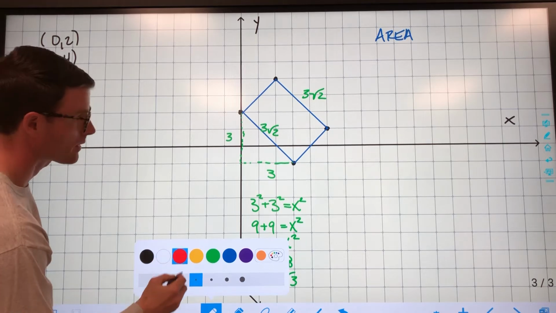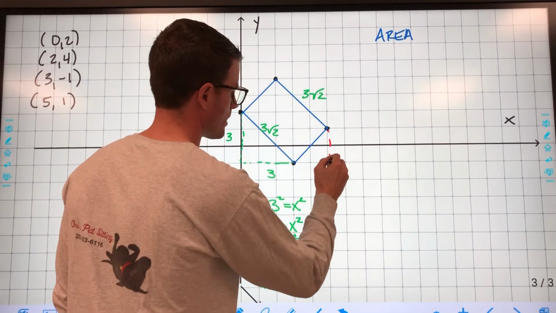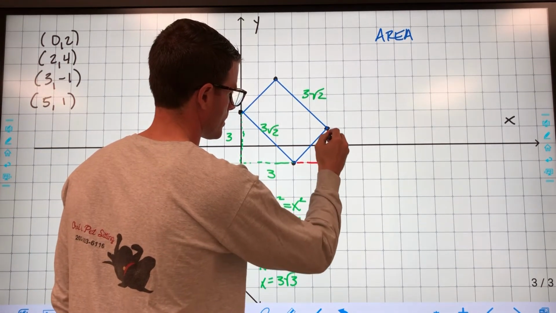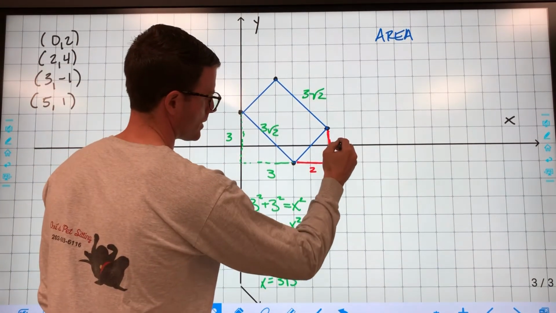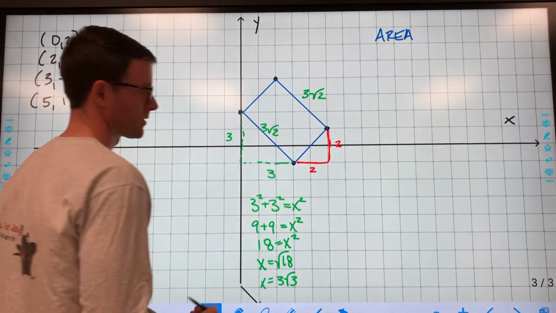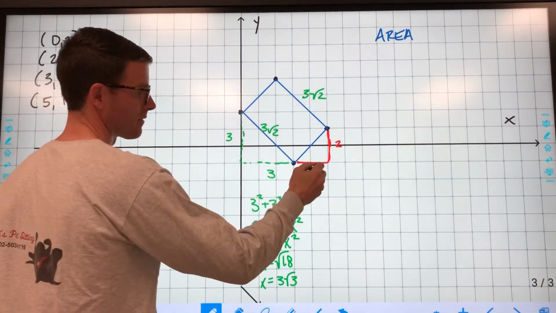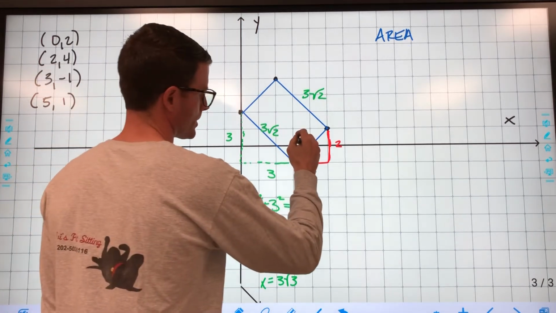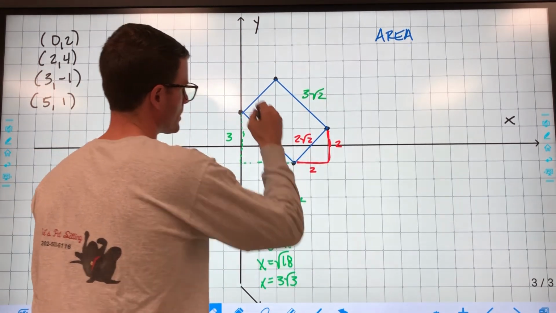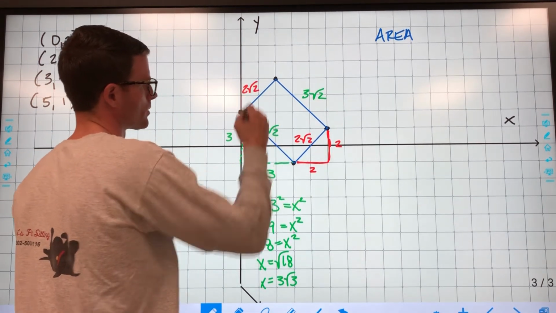All right, so now let's find the other side. We'll go red. So let's find here to here. Okay. So I know that this is 2 and this is 2. So 45, 45, 90, right? 2, 2, 1, 1, root 2. So this is going to be 2 root 2. And this will be 2 root 2.